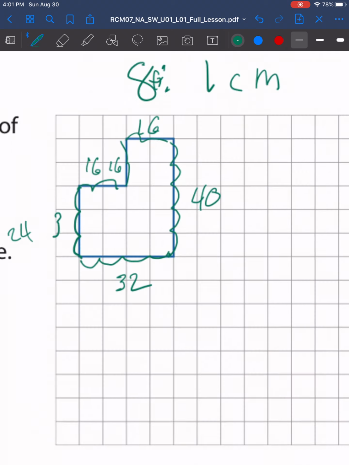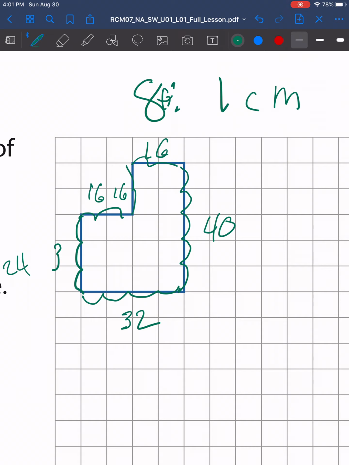Okay, so what I just did right now is I found the dimensions of this apartment in real life. I'm going to erase this one right here so I don't get confused. It's not 3, it's actually 24. Let me rewrite it closer. 24. So this is what it is in real life, okay? It's 24 by 16 by 16 by 16 by 40 by 32.